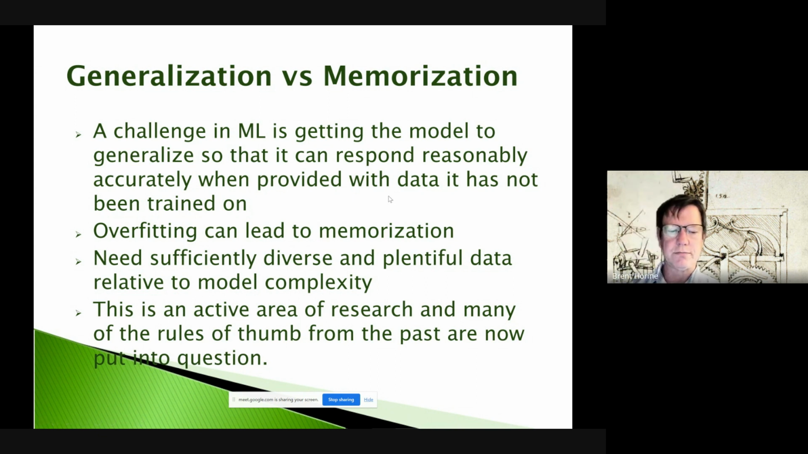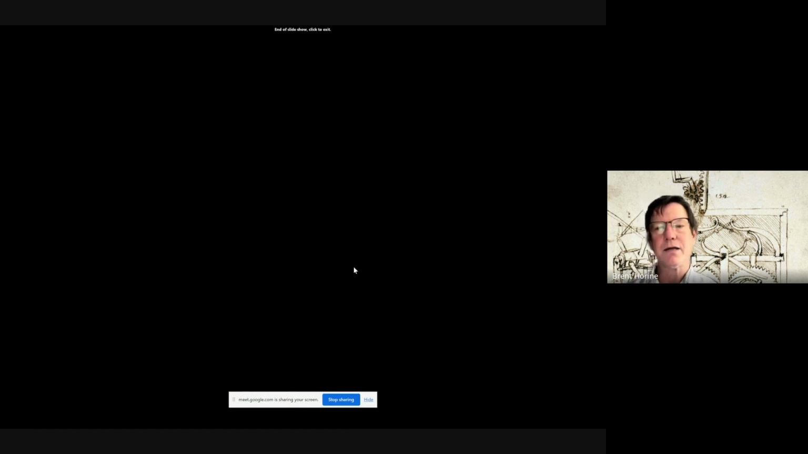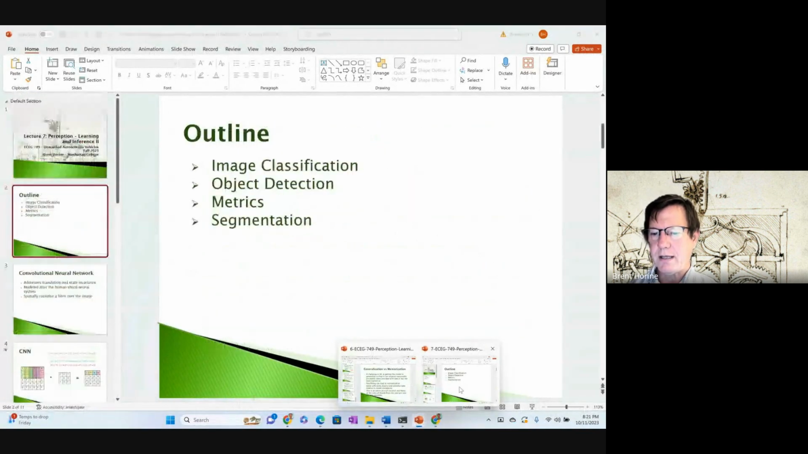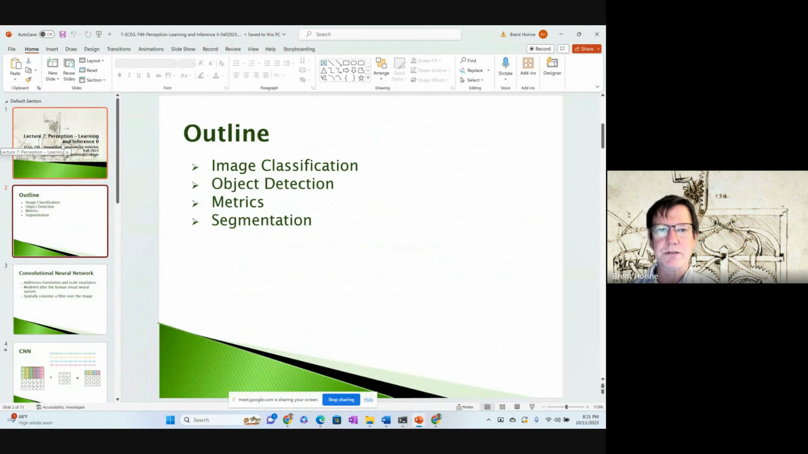As a practitioner, you might work with an organization that has some handy rules of thumb to trade off model complexity and the size and diversity of your data. And maybe those rules of thumb still work, and maybe they don't. I don't know. So, all right. That's real quick, the basics of neural networks.